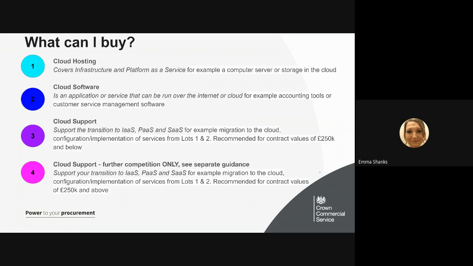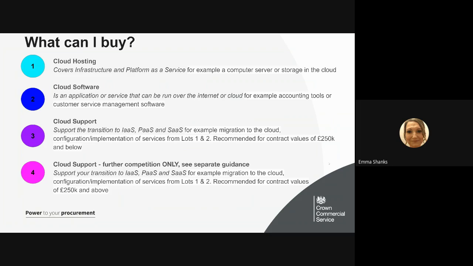Lot 3 is cloud support. Now, this is kind of the people element of G-Cloud, where you would use a supplier to provide services that will help you maybe transition to the cloud. Maybe you need help with configuration or implementation for a cloud service, one that you might already have. But typically, it would be helping you with cloud services that you would find in lots 1 and 2, even though you may not be buying those at the same time. Now, those 3 lots are all under G-Cloud 13 for a direct award.